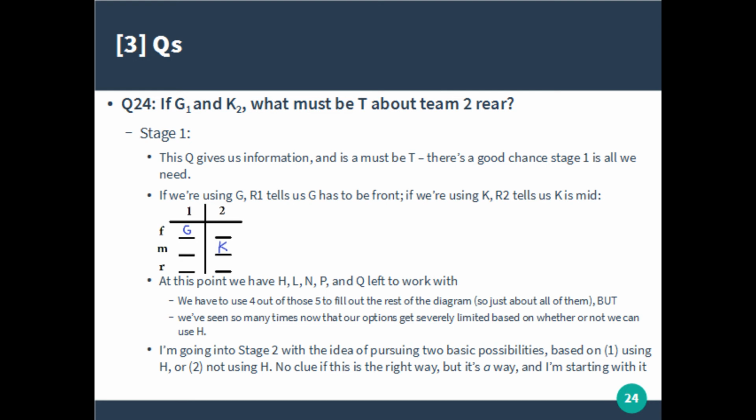So based on the importance of being able to use H in Team 2 to give us some flexibility, I'm actually going to head into stage 2 with the idea of pursuing 2 basic branching possibilities. The first possibility is using H, which would give us the flexibility that I so crave, and the second possibility is not using H, which would restrict the available pool of entities to choose from and increase the risk of us running afoul of one of the various rules that prevent us from putting P and Q together, P and K, and N and all that stuff. So yeah, that's where my brain is going first.